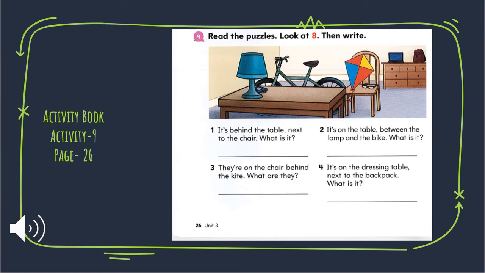Dear students, our next activity is from the activity book, page number 26, activity 9. This is our reading readers activity. Here, 4 riddles are given. You have to read it very carefully and then you have to look at the pictures given in your book and find out the answers. Now read and find out the answers and write it down in your book.